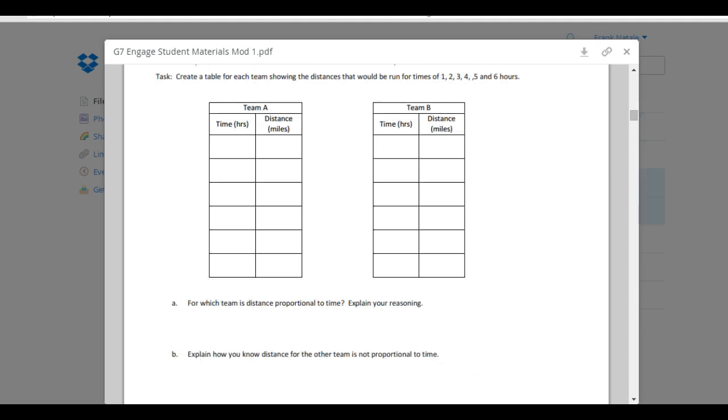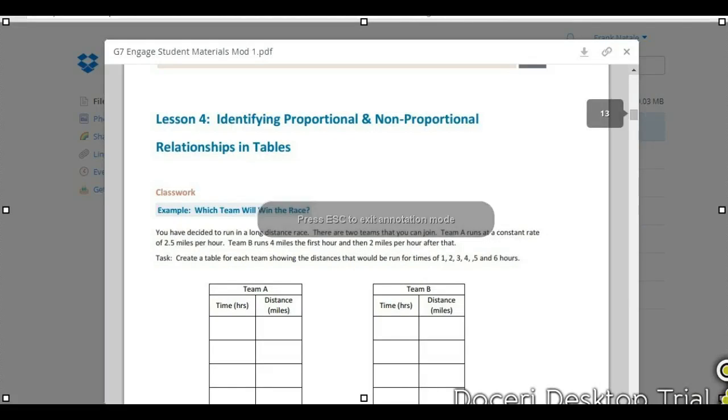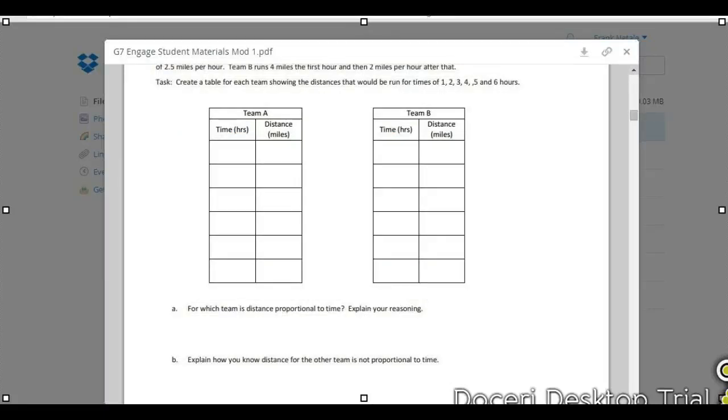Okay, welcome back. Let's go ahead and take a look at what you did and fill in our table. Okay, so here we go. There's our table here. Let's go ahead and get a different view so we could actually work with it a little bit easier. We know that Team A runs at that constant rate, and that word constant should have been a real clue there.